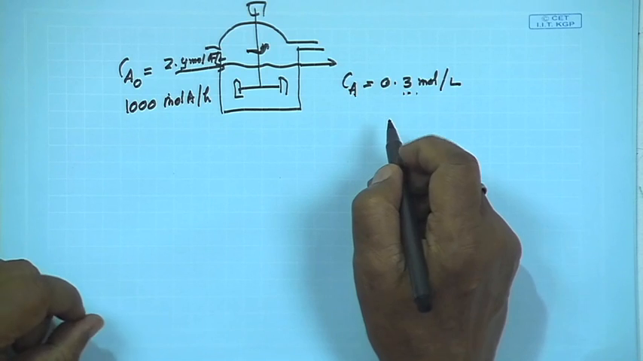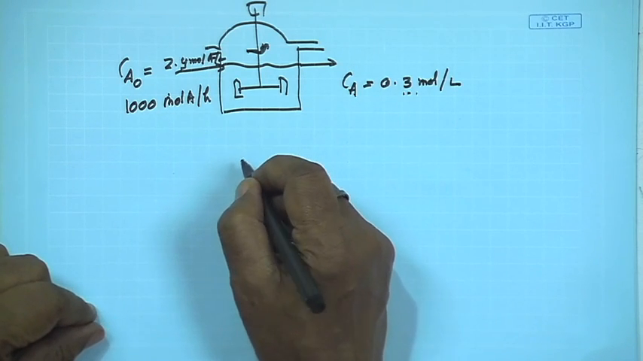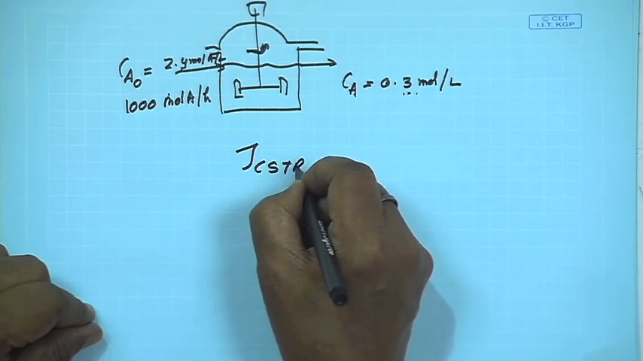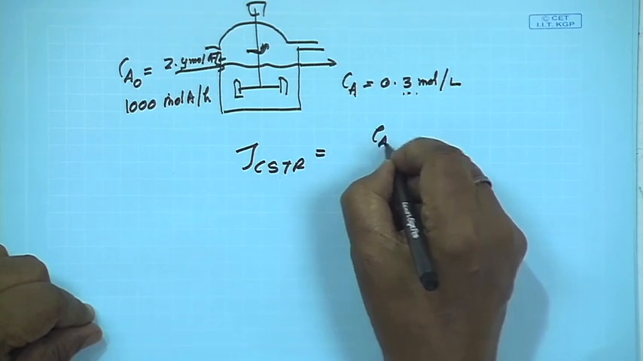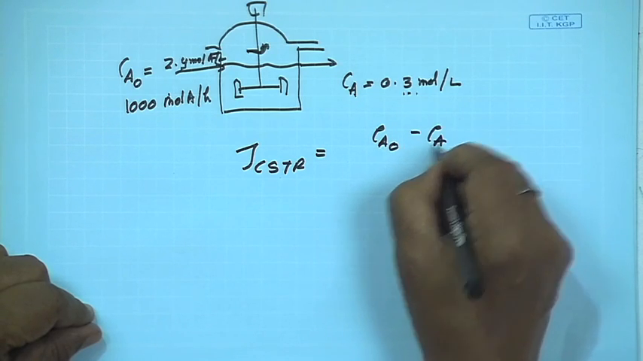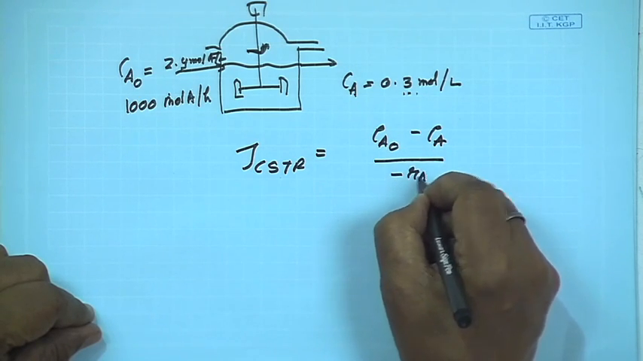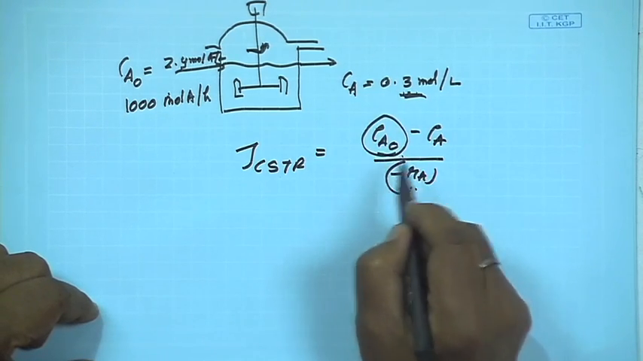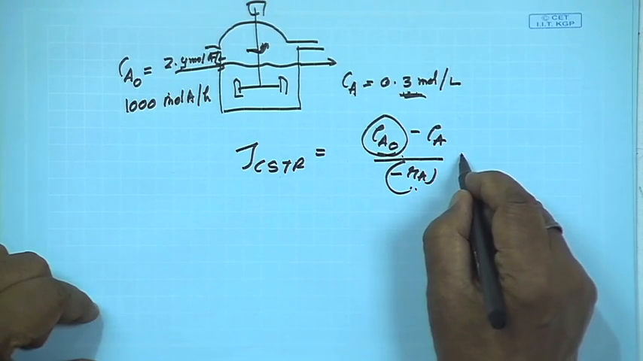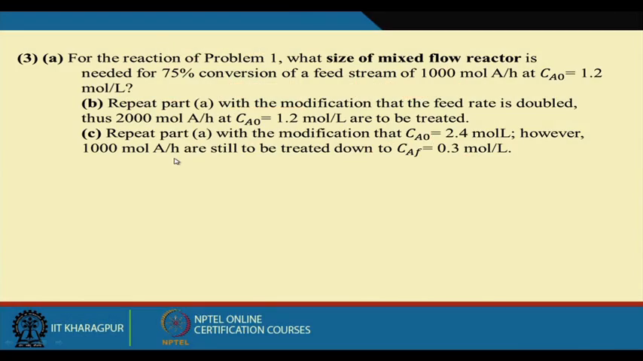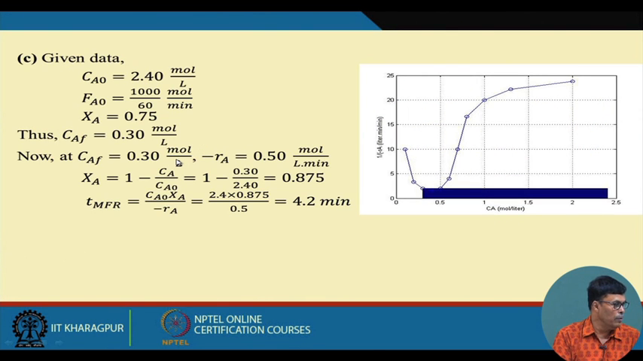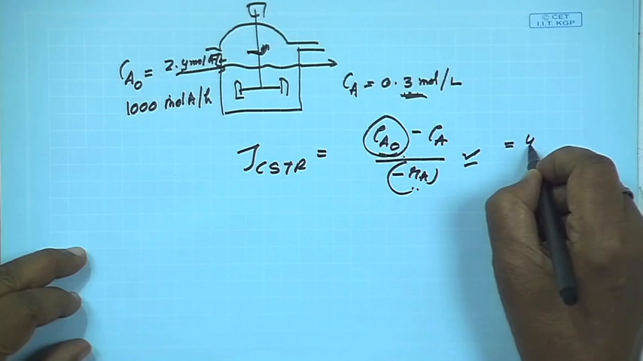Then we know this, we can easily do that: tau CSTR is equal to what? CA0 minus CA by minus RA. So, this is the same, this is 0.3. You do not have to change this, only this has been changed, this is 2.4. So, you can easily calculate the value of this. Now, I can show you, this value is coming about 4.2 minutes.